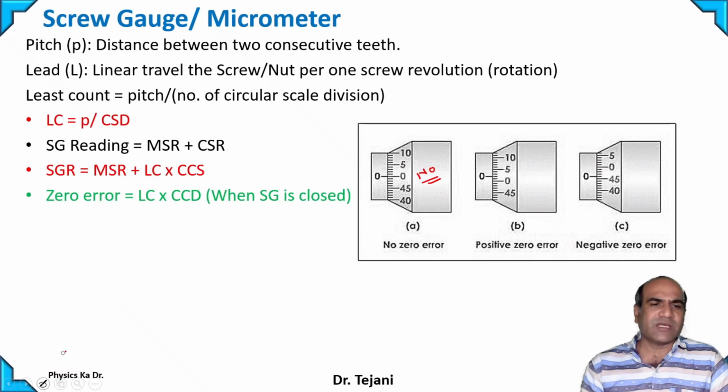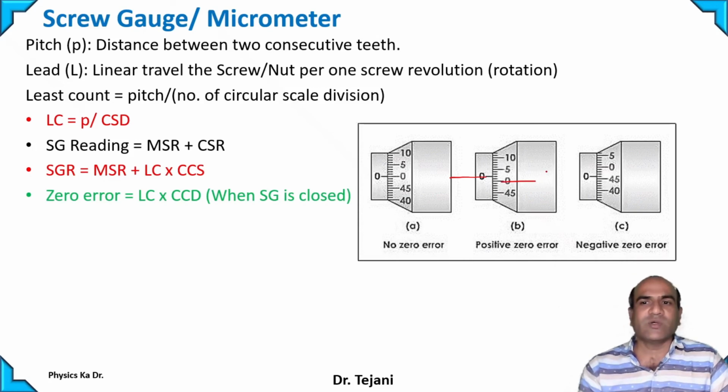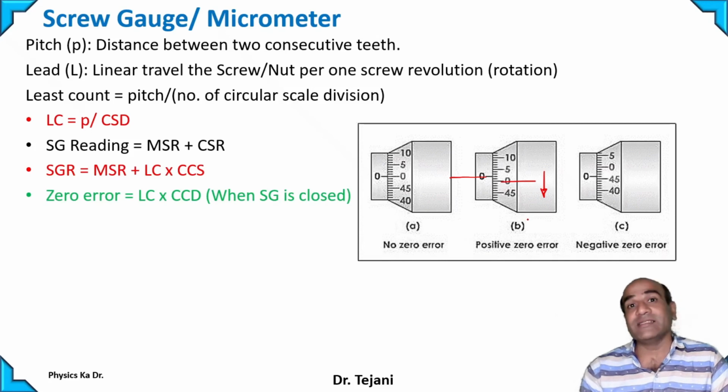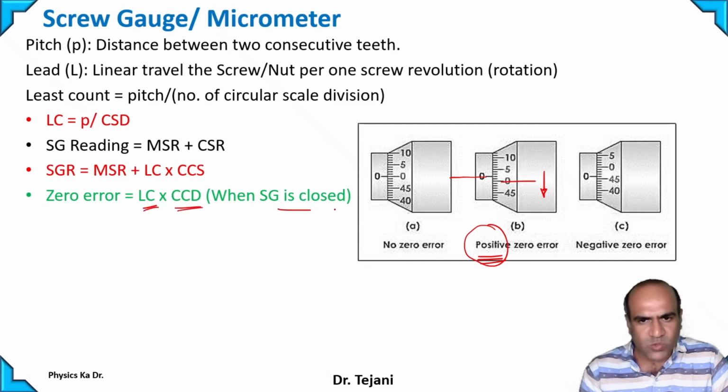But after certain use, definitely some errors are possible. So there are two possibilities. This is the base 0, and this is the circular scale 0. If we see the circular scale 0 is below the baseline, it becomes a positive error. It is in between 0 and 5, so it becomes a positive error. So take this error as positive. And the equation is the same: least count multiplied by the coinciding division when the screw gauge is closed.